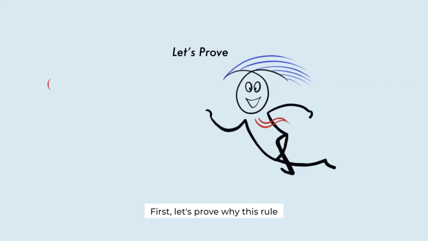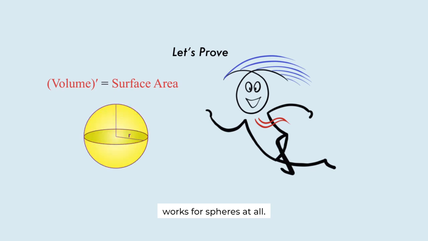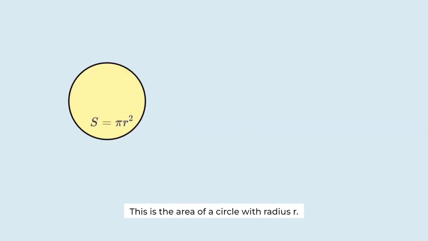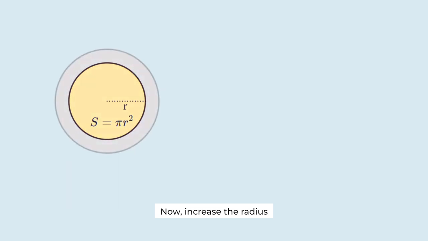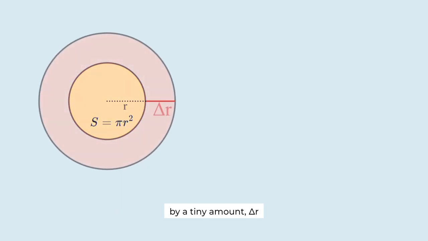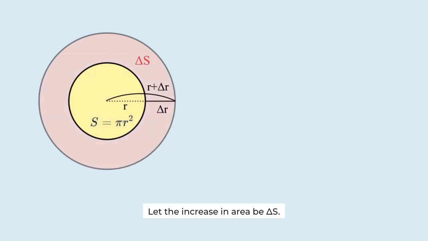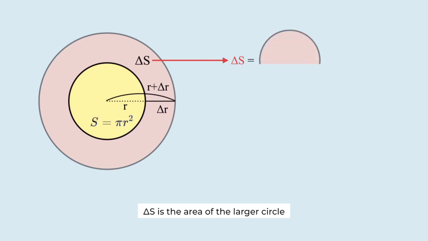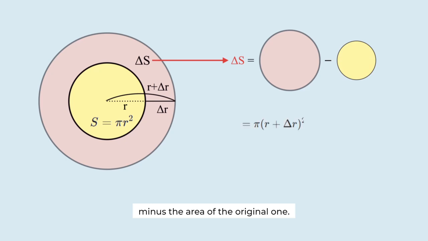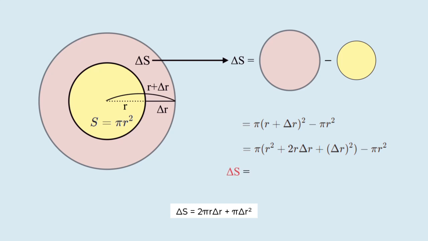First, let's prove why this rule works for spheres at all. This is the area of a circle with radius r. Now, increase the radius by a tiny amount delta r. The new radius is r plus delta r. Let the increase in area be delta s. Delta s is the area of the larger circle minus the area of the original one. If we simplify the expression, delta s equals 2 pi r delta r plus pi delta r squared.